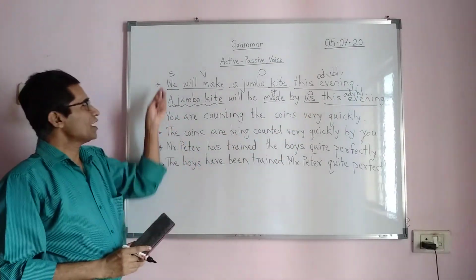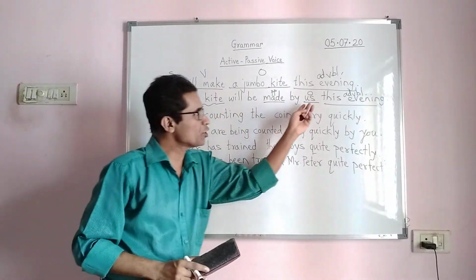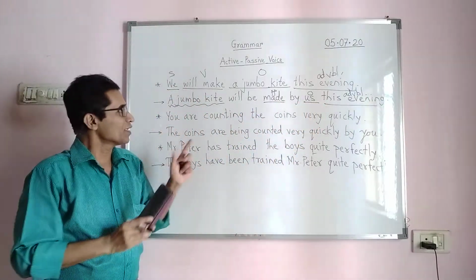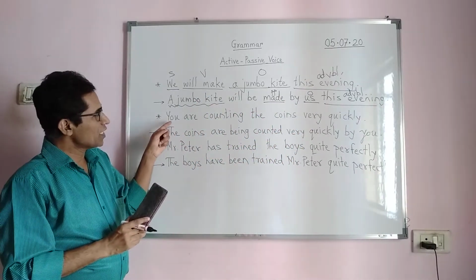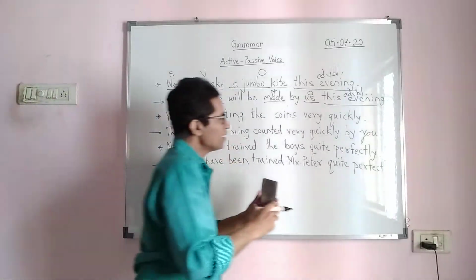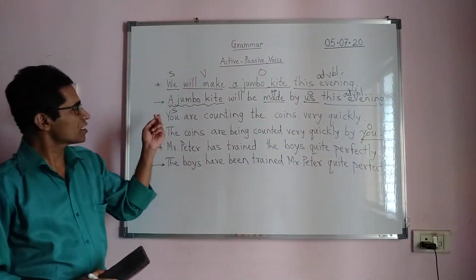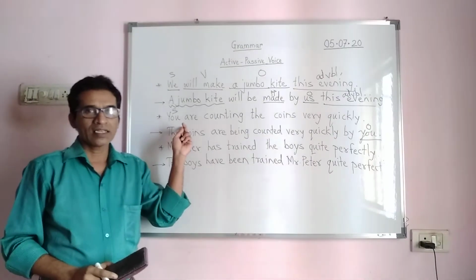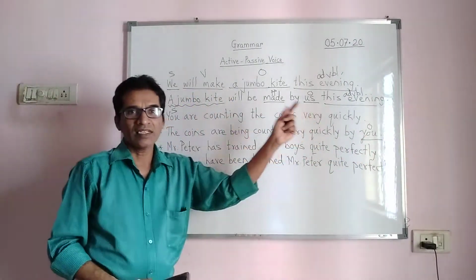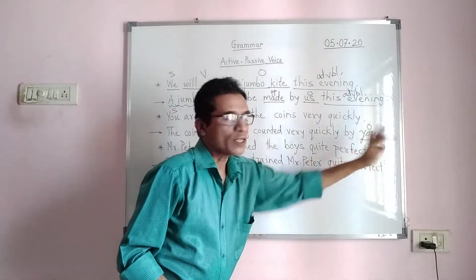So remember that a subject, if it is a pronoun, it changes to its object form or objective form. Now we will see that you in the active is subject, in the passive it is you, because the subject and object forms are the same. The subject is you and object is also you.